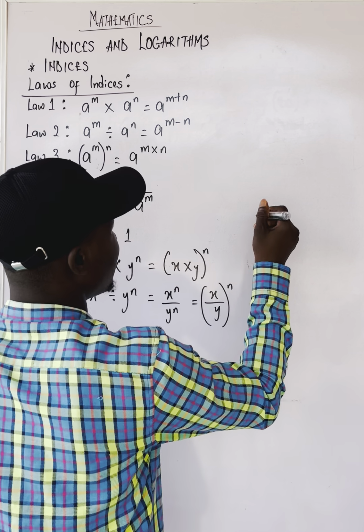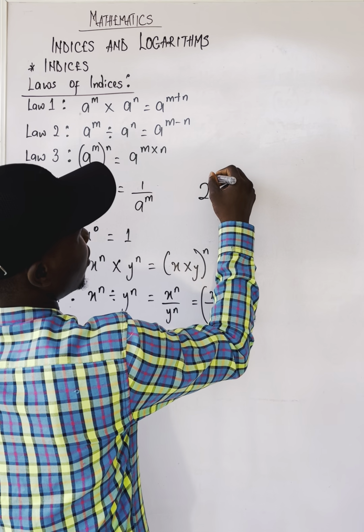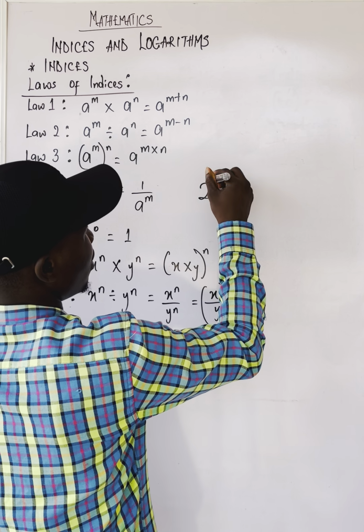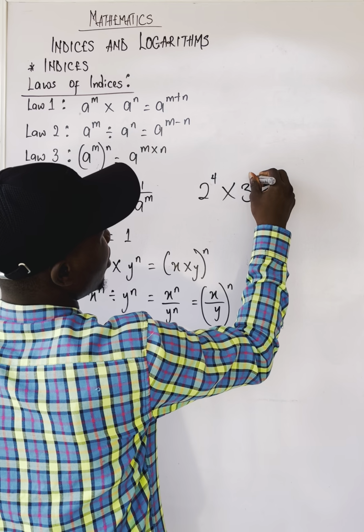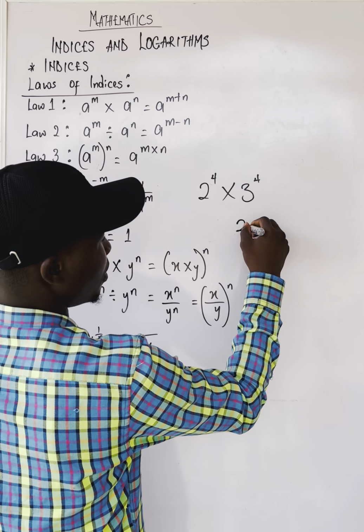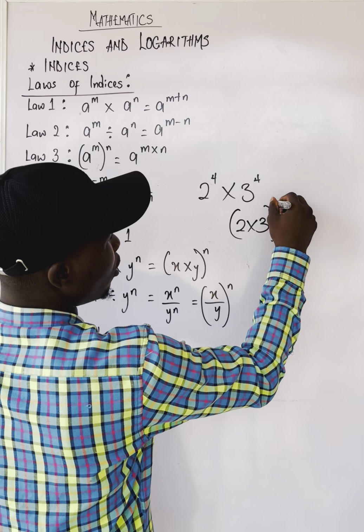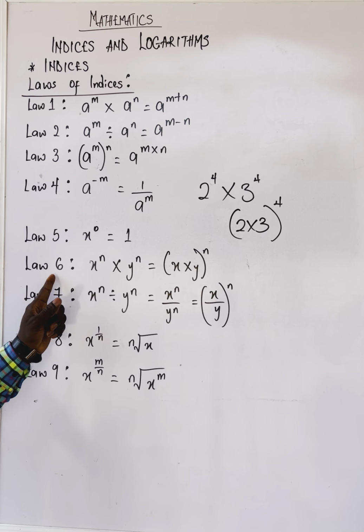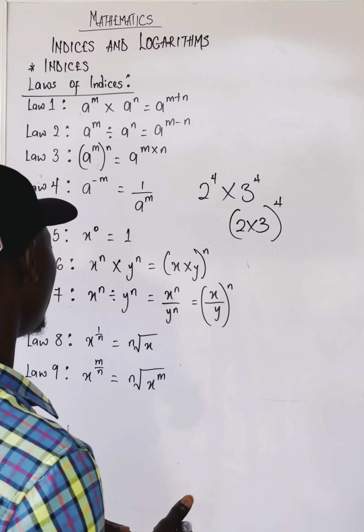So it means, let's say for example I have 2 to the power of 4 multiplied by 3 to the power of 4. They're having different base numbers. So what do I do? I'll just say 2 multiplied by 3, then all raised to the power of what? 4. That is the sixth law. Sure you get. So it's just very, very simple.